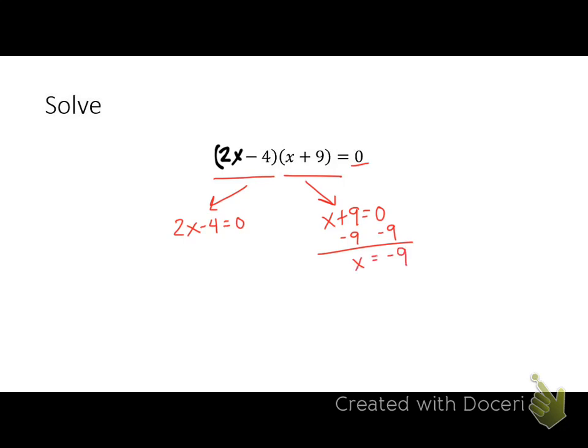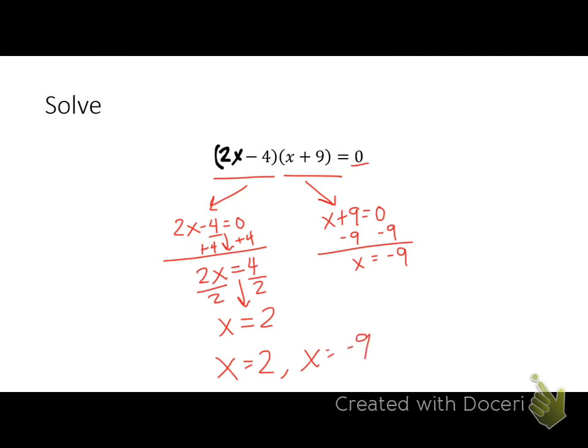Then in my other equation, 2x minus 4, the first thing I have to do to solve for x is get rid of this 4. In this case, I need to add 4 because it's subtracted. So I have 2x equals positive 4. Then, to solve for x, I need to divide by 2. So I have x equals 2. My answers, you could write it as x equals 2 and x equals negative 9, and box that as my answer.